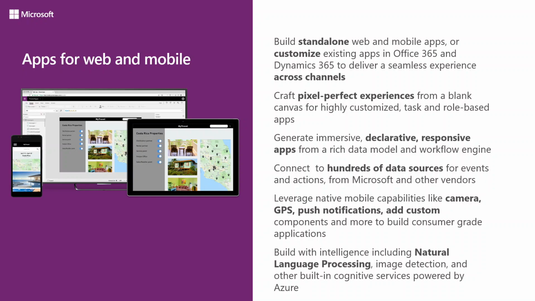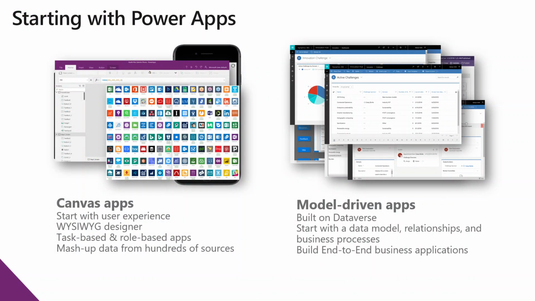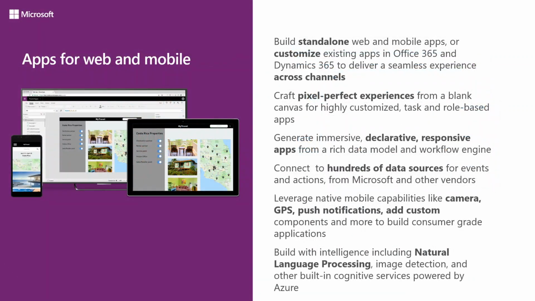You can build standalone web and mobile applications, or you can customize or build on top of Office 365, and deploy them across different channels. It's a Canvas app, so you can draw the things. They're immersive, responsive apps. You can connect to loads of different data sources, and you've got access to native mobile capabilities like the camera, GPS, notifications, and custom components. And you can build in NLP or any other cognitive service powered by Azure or AI Builder. You can put those into the apps as well.